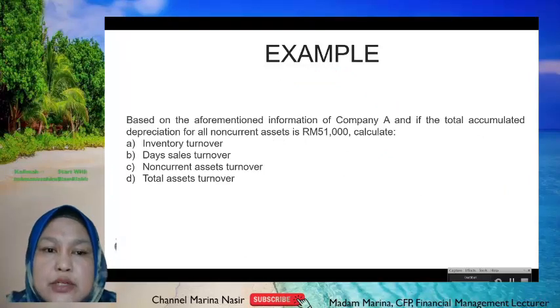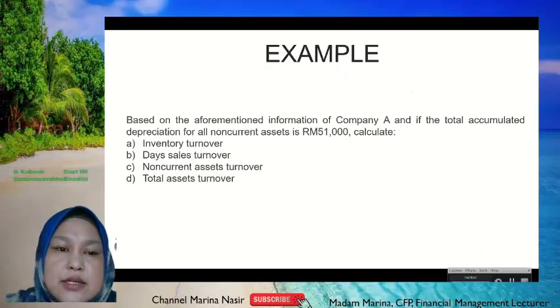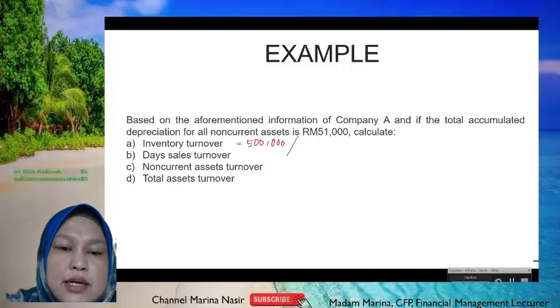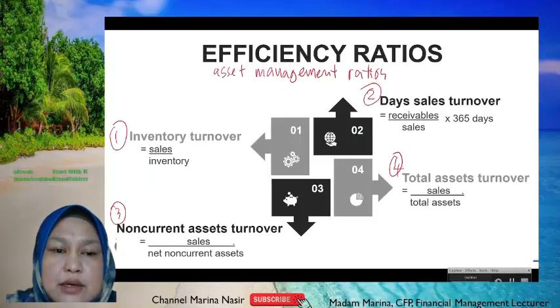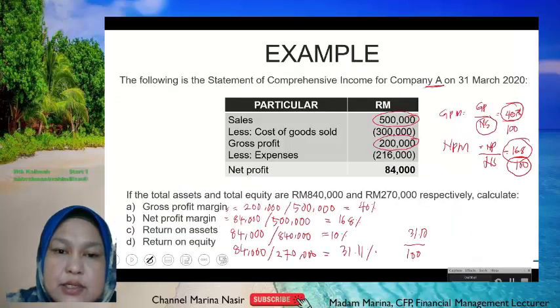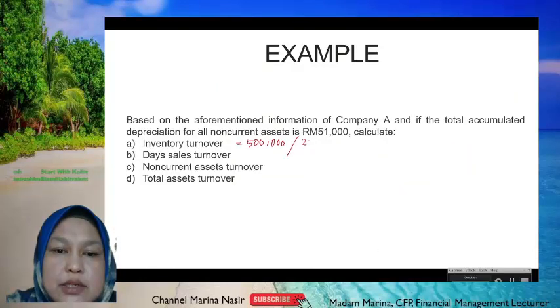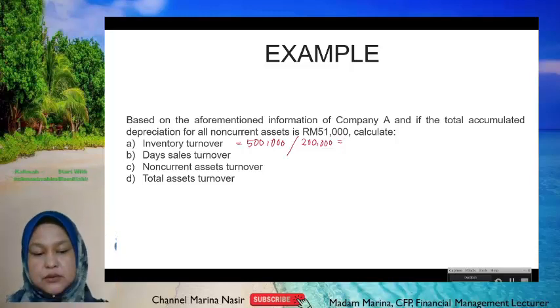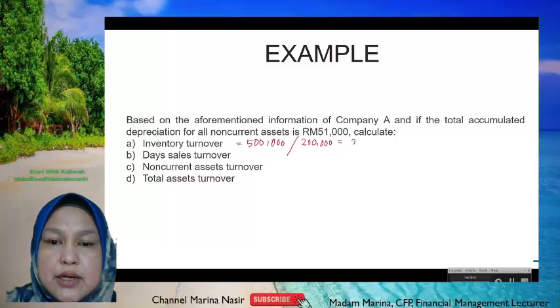The first one, based on the aforementioned information of company A, means the previous information, and the total accumulated depreciation for non-current assets is 51,000. Calculate inventory turnover. How to calculate inventory turnover? Sales divided by inventory. Our sales is 500,000 divided by inventory. Inventory value 200,000. So 500,000 divided by 200,000 equal to 2.5 times.